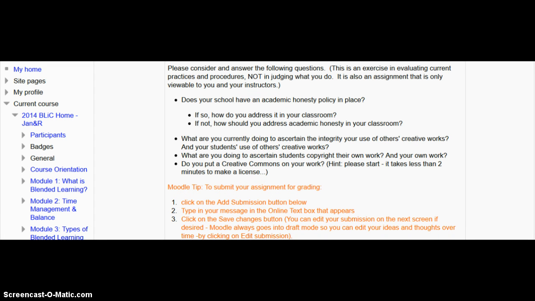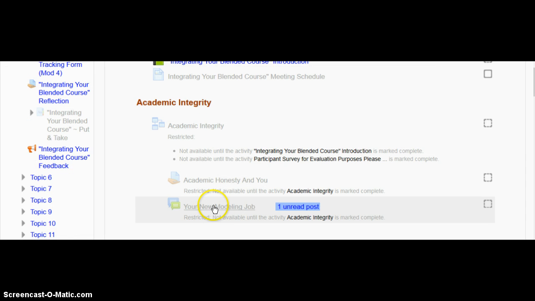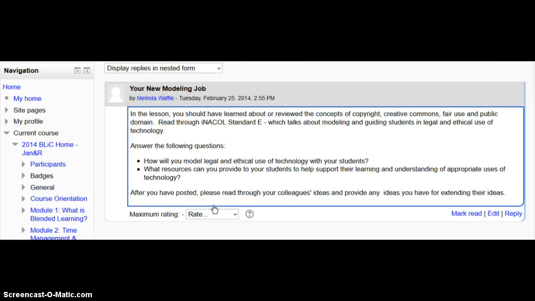How do you make sure your students copyright their work or yours? And we are hinting here to create a Creative Commons for your work. It only takes about 2 minutes to make a license, and they really would like you to do that. So you're going to add your message, which is going to cover this academic honesty, and that will be your submission for this assignment. Then there is a discussion post after your academic honesty assignment is complete.